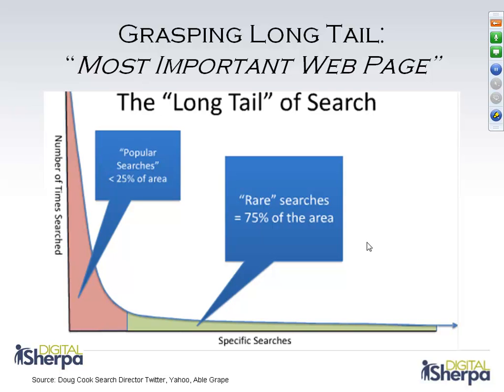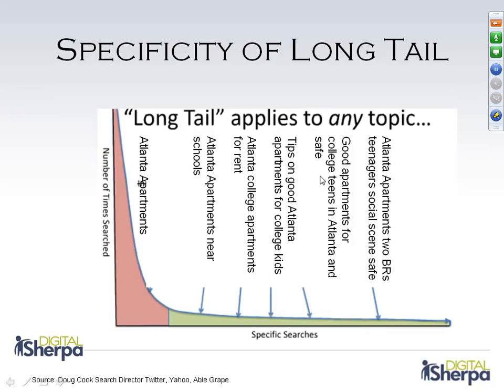This is called the long-tail search. And this comes from Doug Cook, who is search director of Twitter, Yahoo, and the Able Grape. When you take a look at this kind of graph, what we're talking about here is that 25% of people are looking for popular searches, and 75% are doing rare searches. Let me be more specific. You might think that Atlanta apartments is what everyone's going to type in. Okay? Well, yes, 25% of the time they will.